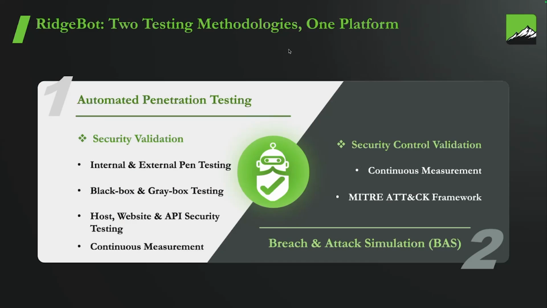Now, before we get started, I wanted to give more of a refresher or an introduction to RidgeBot. RidgeBot is our flagship product here at Ridge Security. RidgeBot is an automated offensive security platform that uses AI to think like a hacker, make decisions like a hacker, and identify risks in environments. On one side of the coin, there's two different testing methodologies within one platform. On one side of the coin is automated penetration testing. This is RidgeBot identifying vulnerabilities and exploitable vulnerabilities in networks, internal, external, websites, web applications, APIs, etc.